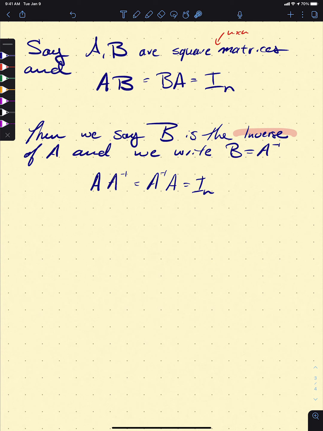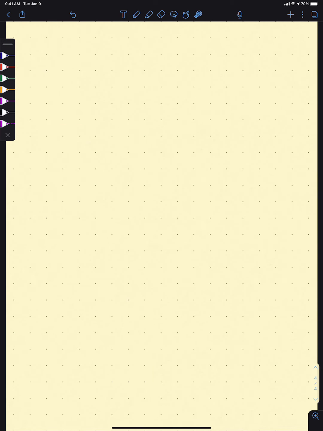What's important to note here is that this is not like 1 over A, right? That's not defined in any meaningful way. What A inverse is, it's the matrix such that this is true, okay? And we'll spend the rest of our lecture looking at how to find and calculate these. Okay, so let's start with the 2 by 2 case, because that tends to be a little bit easier.